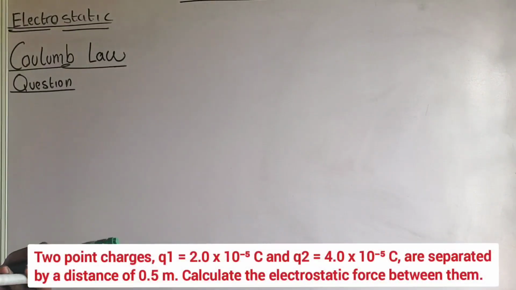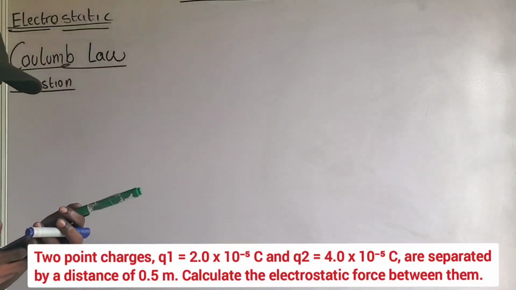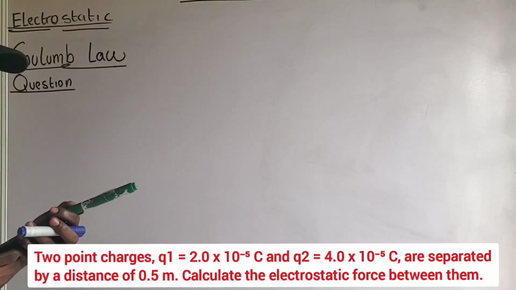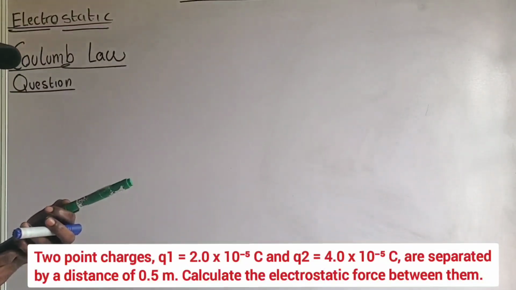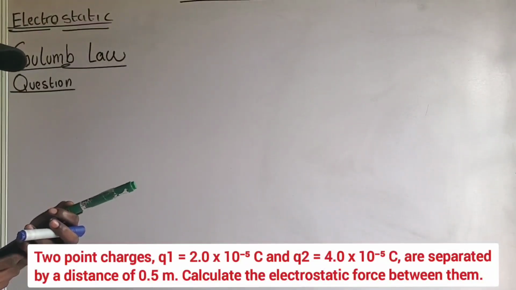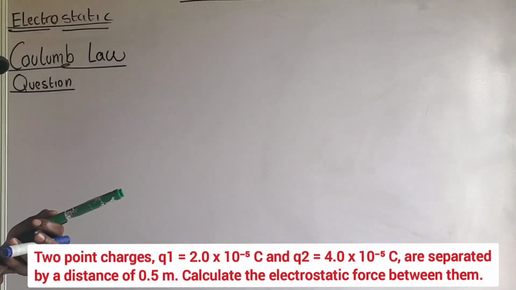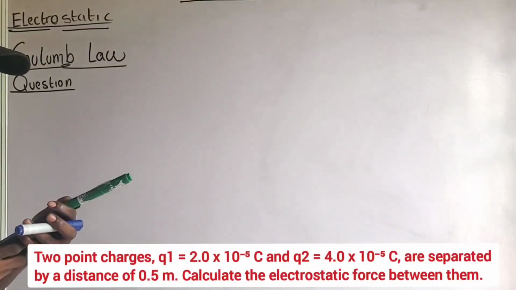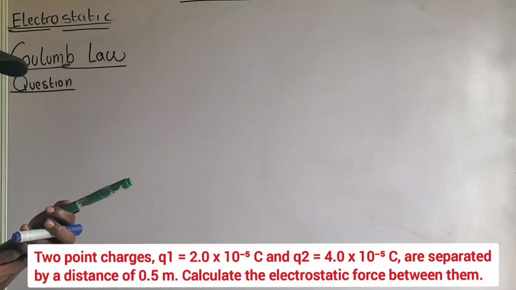Okay, let's consider the following questions on Coulomb's law. Two point charges, Q1 equals 2.0 times 10 raised to the power of negative 5 Coulomb, and Q2 equals 4.0 times 10 raised to the power of negative 5 Coulomb, are separated by a distance of 0.5 meter. Calculate the electrostatic force between them.